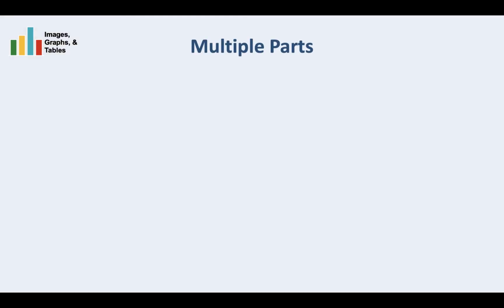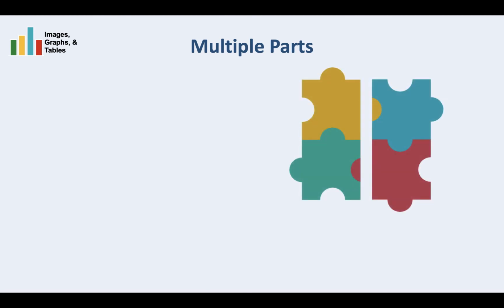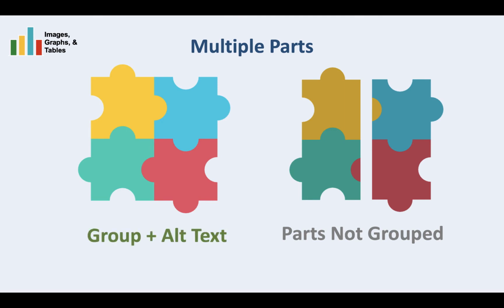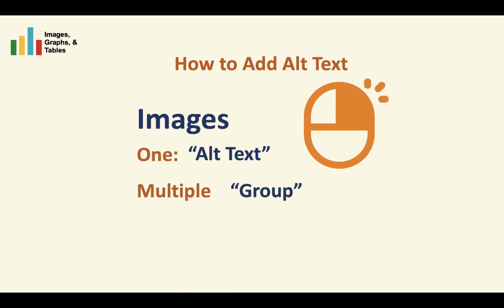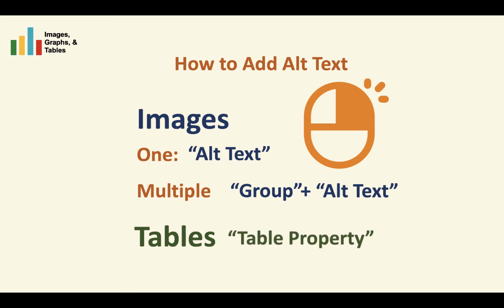If you are working with multiple images, rather than not grouping them first, group those images together, then add alternative text. To add alt text for one image, you can right-click on the image, then select alt text. For multiple images, you can right-click on the image, then select group to group them first, then select alt text to add text. For tables, you can right-click on a table, then select Table Property to add text.